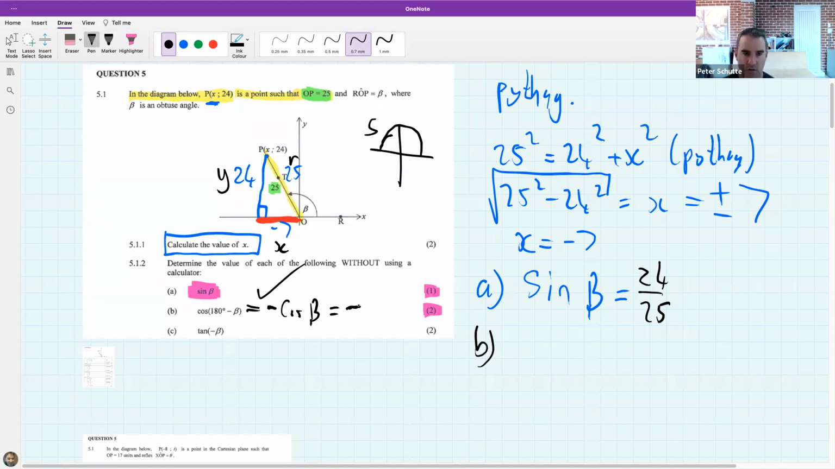Oh, what is the cos of beta going to be? So there's a minus there, and then this is going to be minus 7 over 25. Because it's minus, and there's another minus, so it's actually going to end up being positive 7 over 25.